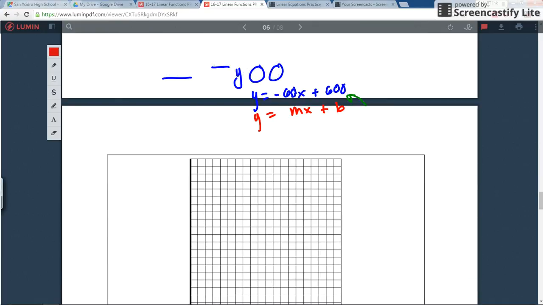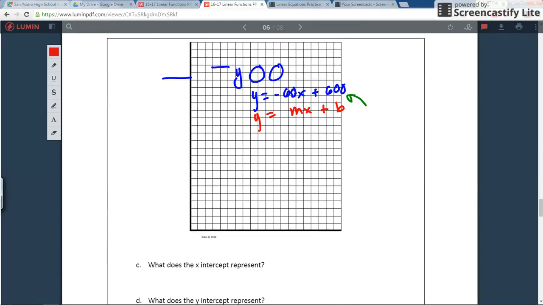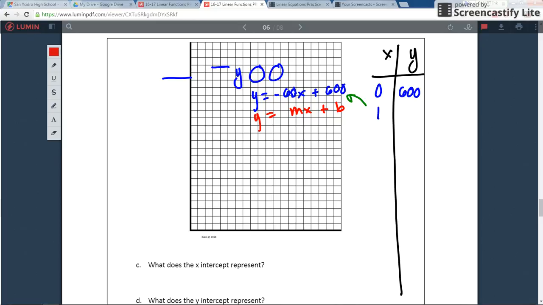Let me slide this down. So we do our x and y table, x, y. Our first point is 0, 600. And we found out that they're going 60 miles an hour, which means after an hour, they're 60 miles closer to Vegas. So how many more miles do they have left? Well, let's subtract 60. 600 minus 60 is 540. And then we keep going.